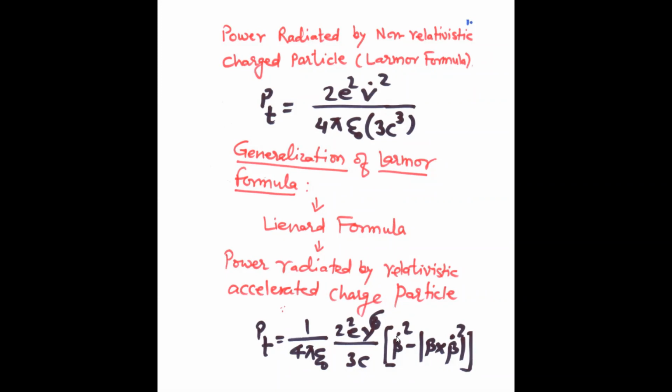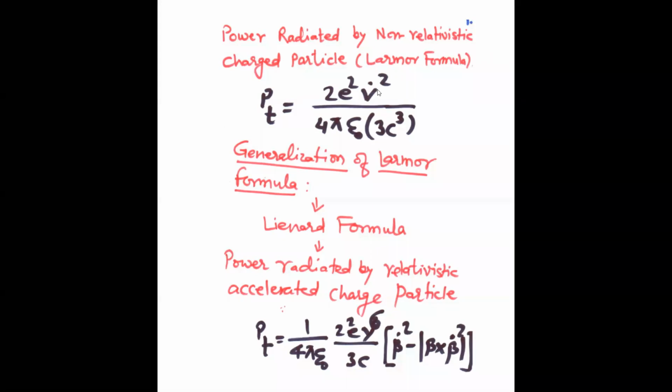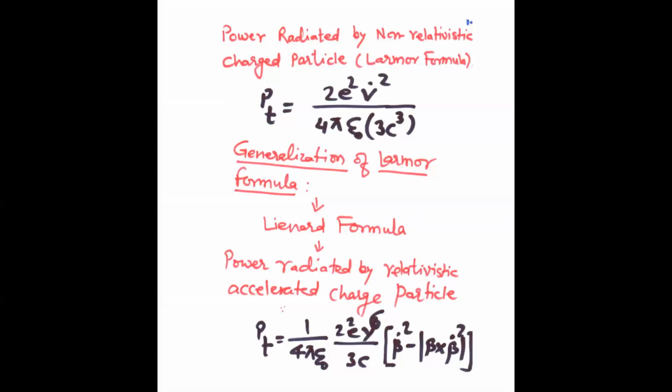Here v dot is dv by dt, that is the linear acceleration, sorry, non-relativistic acceleration. Similarly, here beta dot is v dot by c, so this is beta dot square, v dot square by c square. And beta is relative velocity, beta dot is again the relativistic acceleration. So these are two expressions.